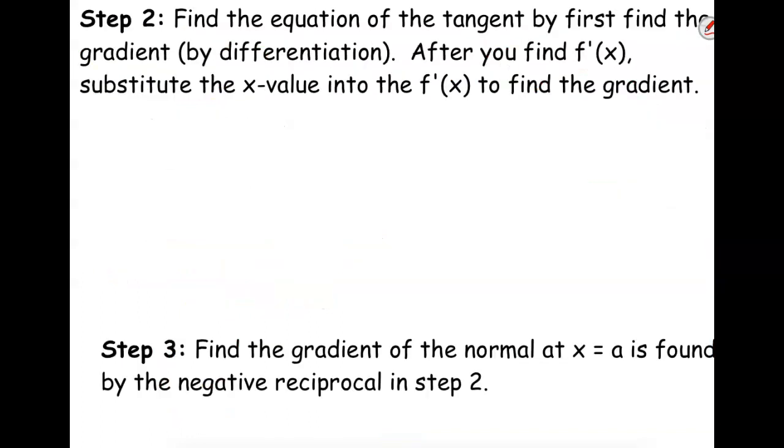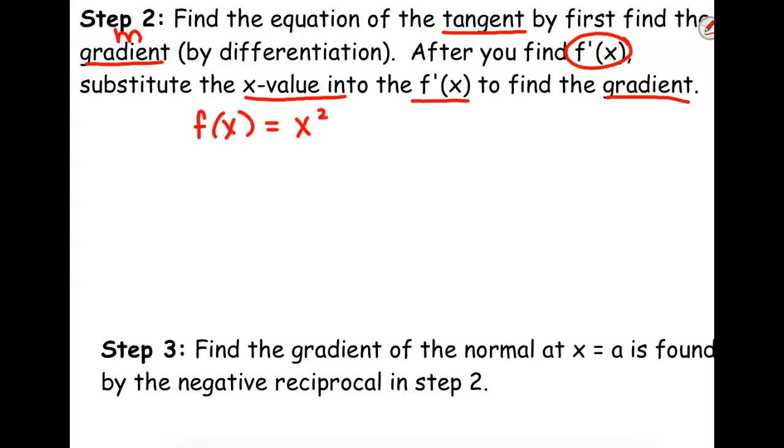All right. So step 2 is to find the equation of the tangent by first finding the gradient, which is your slope. How you do that, we've done already earlier in our unit, is by first finding the derivative function using our power rule. And then after that, we're going to substitute the x value into the derivative function to find the gradient. All right, so let's go ahead. That original function, again, was a quadratic. So I'm just going to write your quadratic equation down.